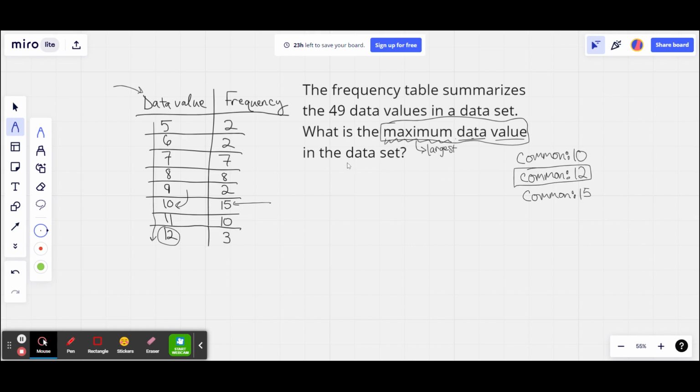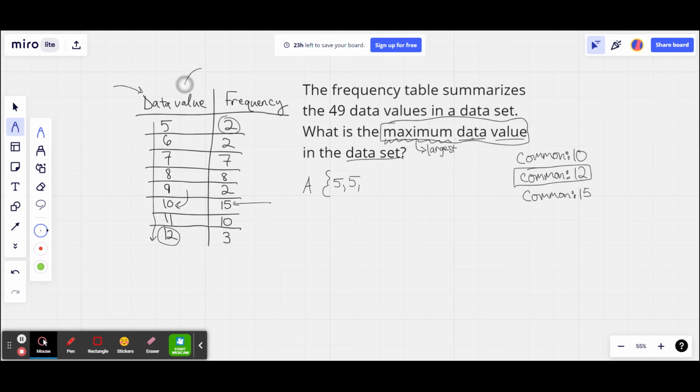So if I wanted to write out this data set, if I was to call this data set A, and sometimes for sets, they've got this weird bracket notation. So the first value in data set A is 5. Now, because it shows that the frequency of 5s is 2, that means that there's actually going to be 2 5s in this data set. So notice how if I want to write out what the data set actually contains, I have to think about both the data value and the frequency.